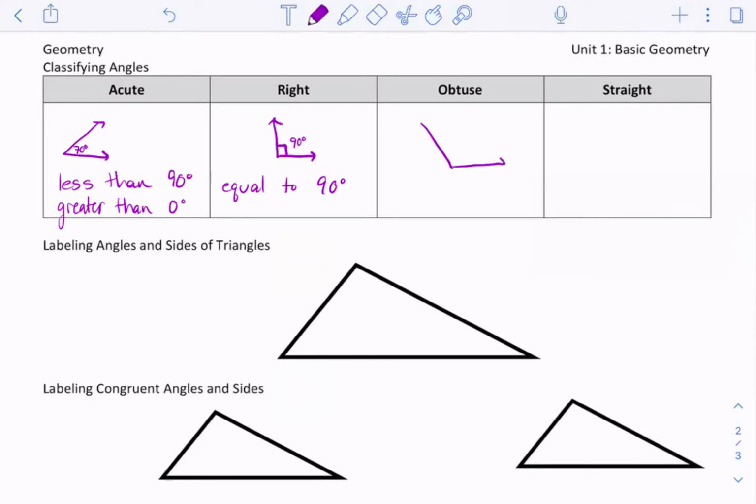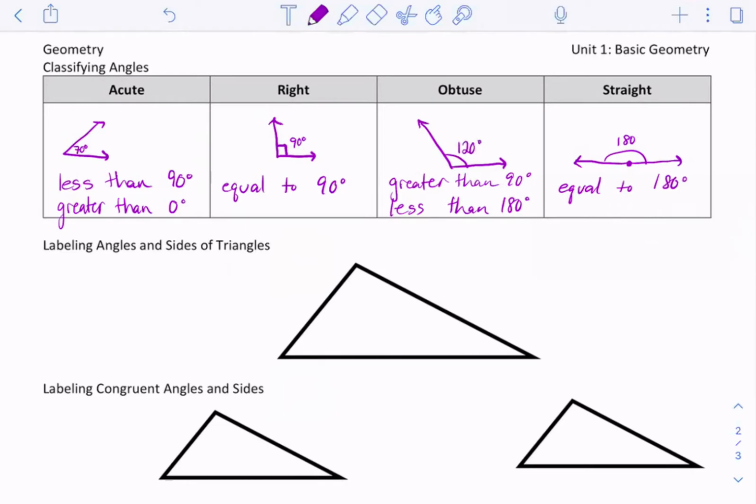Obtuse is an angle greater than 90 degrees, but also less than 180 degrees. If you guys remember how much 180 is, here's an angle that's 180. I know I'm getting a little bit ahead. So this is equal to 180 degrees. So an obtuse angle could be like 120 degrees.